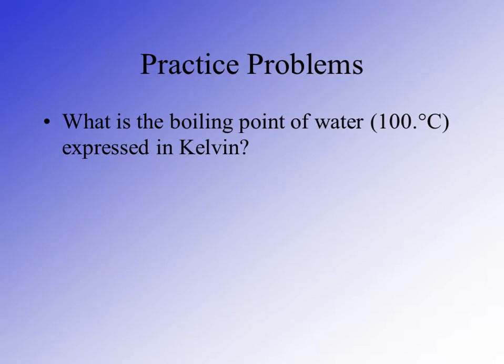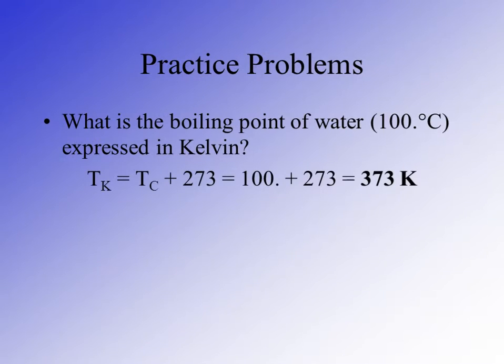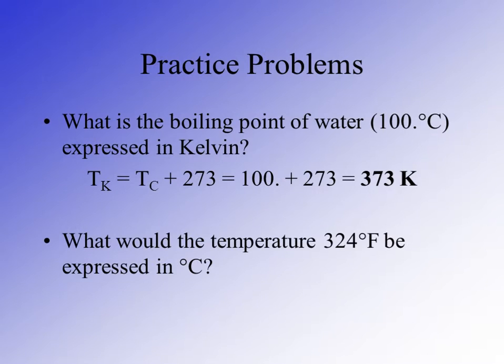Taking a look at some practice problems. First question: what is the boiling point of water, 100 degrees Celsius, expressed in Kelvin? If you recall that the Kelvin temperature is equivalent to the Celsius temperature plus 273, we plug in the boiling point of water in Celsius, which is 100, and add 273 to that. We find that the boiling point in Kelvin is roughly 373 Kelvin.